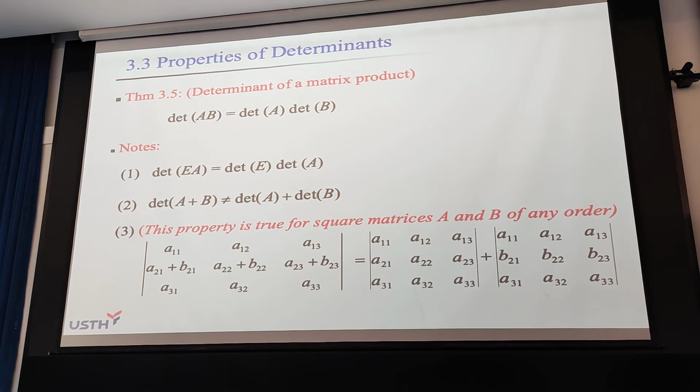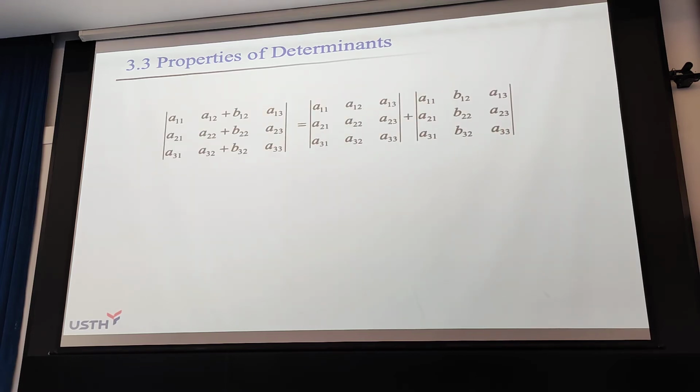And because anything we have for rows can be true for columns, we have a similar thing here. You see the second column here. Each entry is a sum of two summands: A12, B12, A22, B22, and A32, B32. So the determinant will be the sum of two determinants like that.